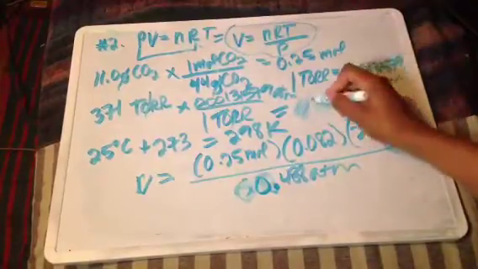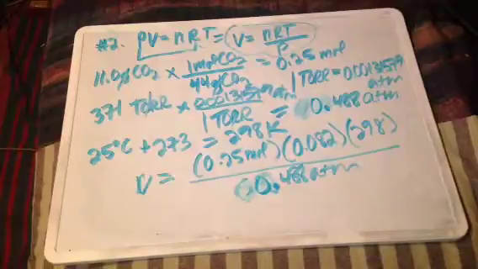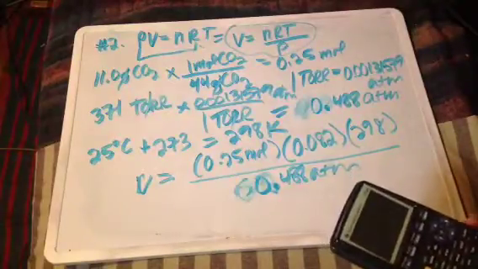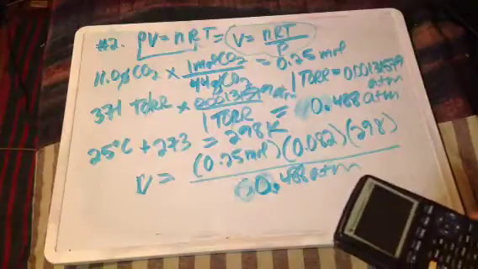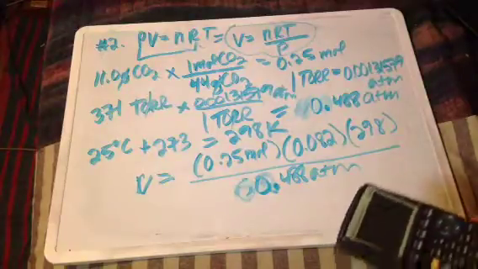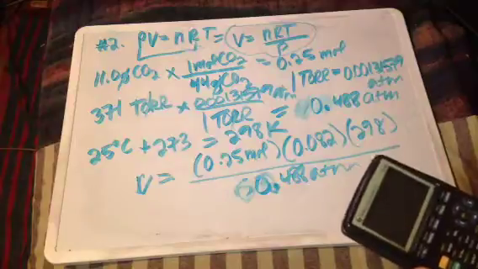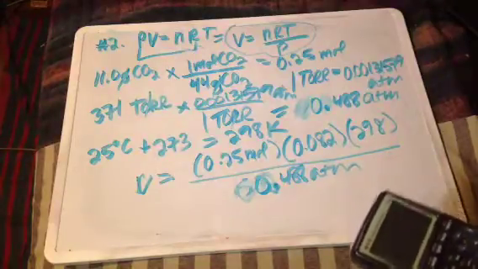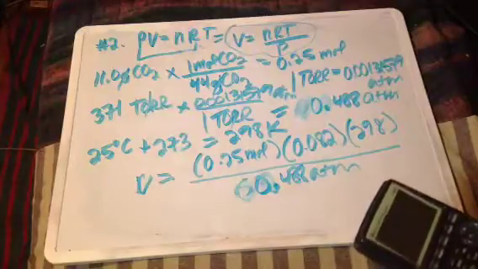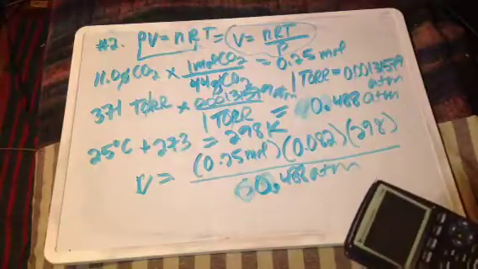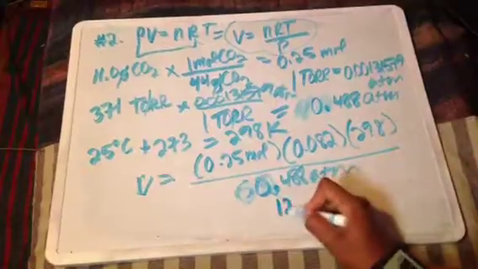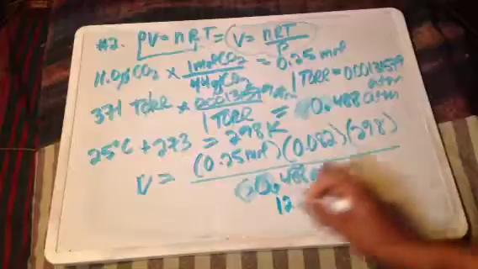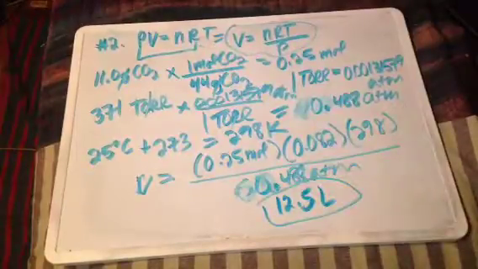I made a boo-boo. Okay. So now we say 0.25 times 0.082 times 298, divided by 0.488, and we get 12.5 liters is our answer.